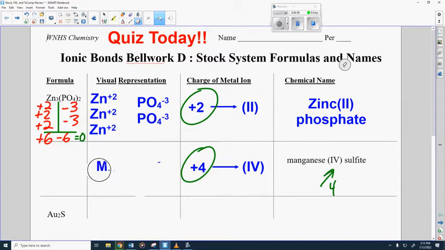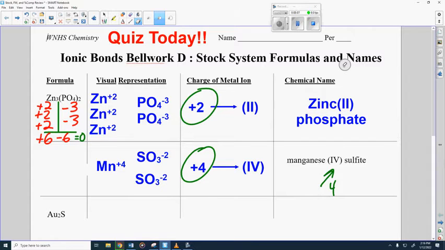So I've got a manganese with a +4 charge and a sulfite, SO3, not SO4. It's not sulfate. I'm talking about sulfite, the -2 charge. That does not add up to 0 yet. It's a little too positive, so I'm going to hit it with some negative. Okay, and now that does actually add up to 0, so we're good to go.